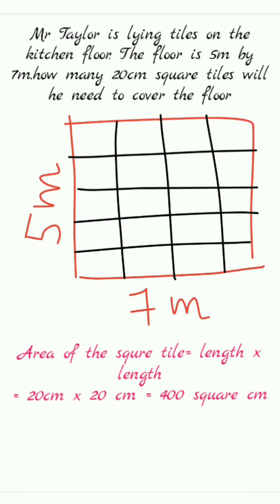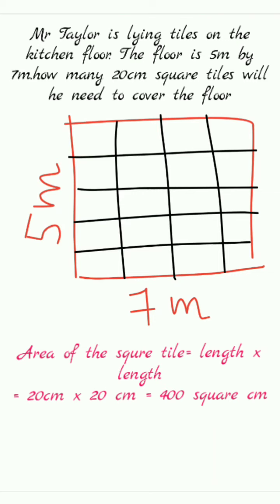Next let us find out the area of the square tile. Since it is a square, the area of the square can be found out by using the formula length into length. So this is equal to length into length, and the length is already given, it is 20 centimeter. So this is equal to 20 into 20, that is equal to 400 centimeter square.